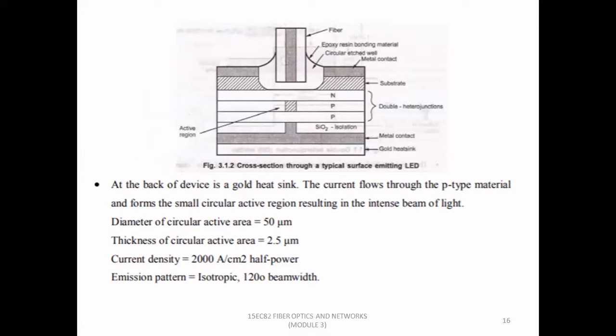The current flows through the P-type material and forms the small circular active region, resulting in an intense beam of light. With respect to this case, the diameter of the circular active area equals 50 micrometer, the thickness of the circular active area equals 2.5 micrometer, the current density equals 2000 A per centimeter square, where A is nothing but ampere. Half power emission pattern equals isotropic, 120-degree beam width.